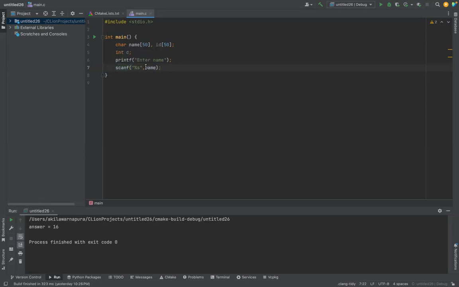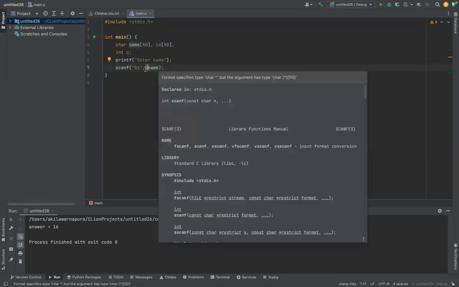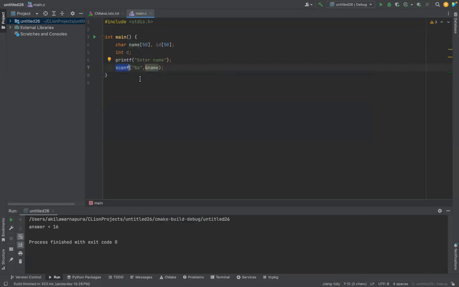We usually provide the & sign in front of the variable name for the scanf function. The & sign represents the memory address, that means the memory address of the variable. Since this name is an array, it always represents the memory address. Therefore, it is not required to explicitly mention & for array variables.